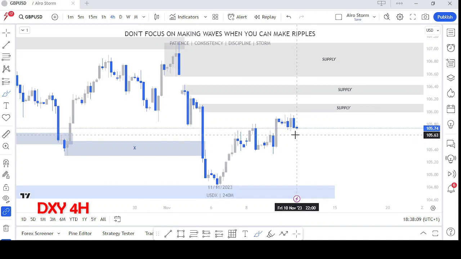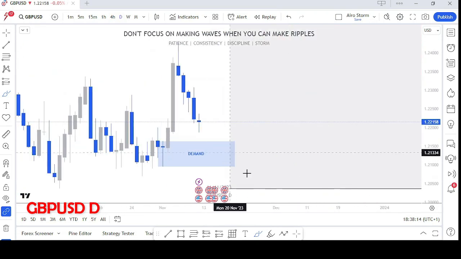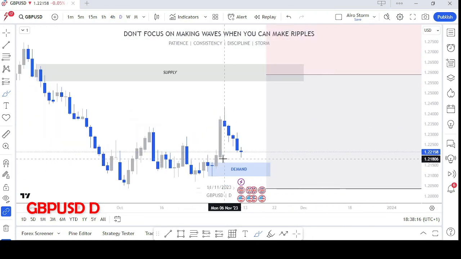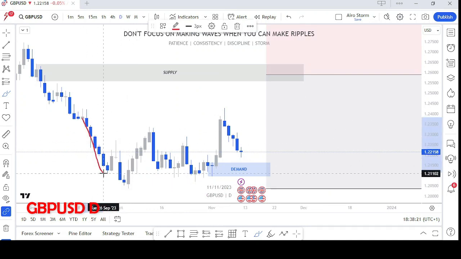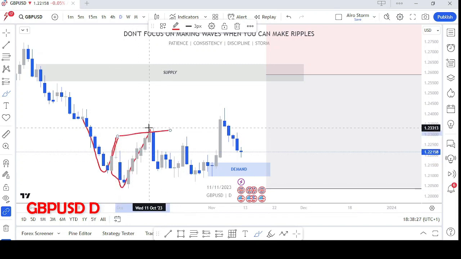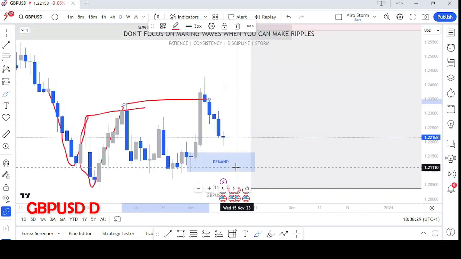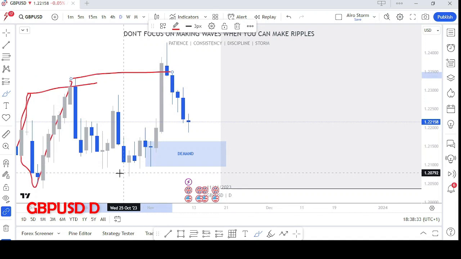Now, moving on to GBPUSD on the daily time frame. On the daily time frame, we have an uptrend here. Price moved downwards, created a new high, then a lower low, broke the low, broke the high, created another high, and now it's creating another high. So I can fairly say that price is in an uptrend at the moment.